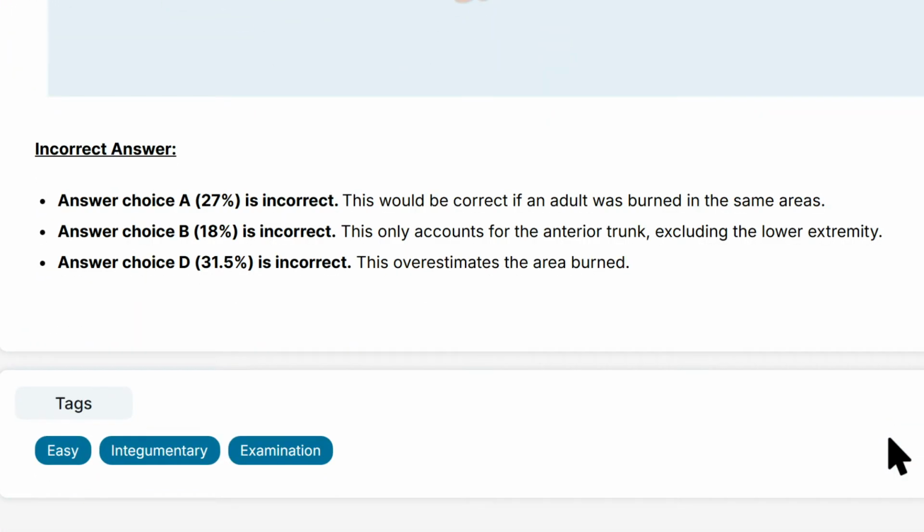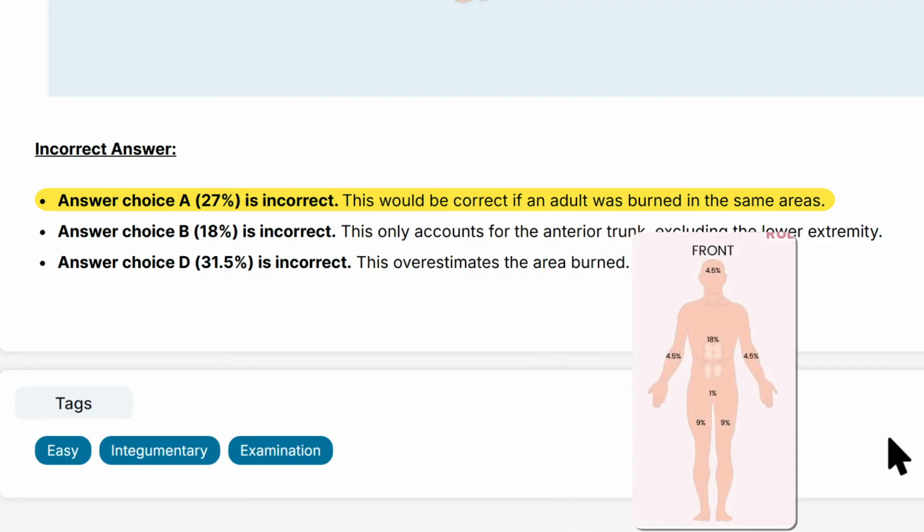Now let's take a look at the incorrect answers. Answer choice A is incorrect because 27% is just too much for this child. If this person was an adult though, this answer would actually be correct. In children, the anterior trunk is 18%. That's true for adults as well. But in adults, the anterior right lower extremity and the left lower extremity are 9%, not 7%. So 18 plus 9 would be 27, and that would be correct if this person was an adult.